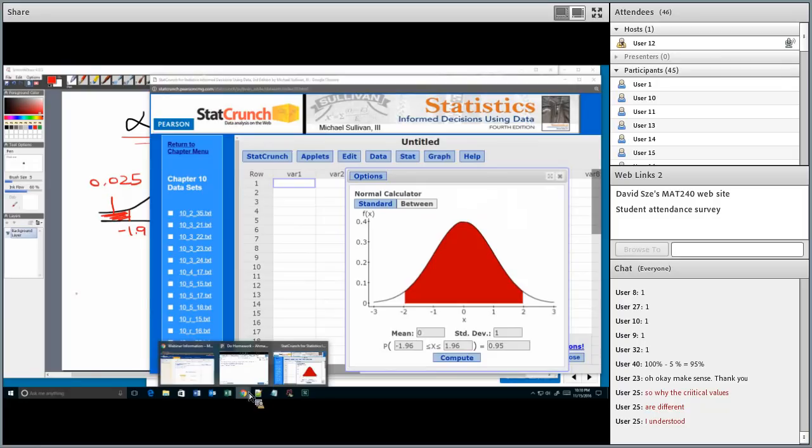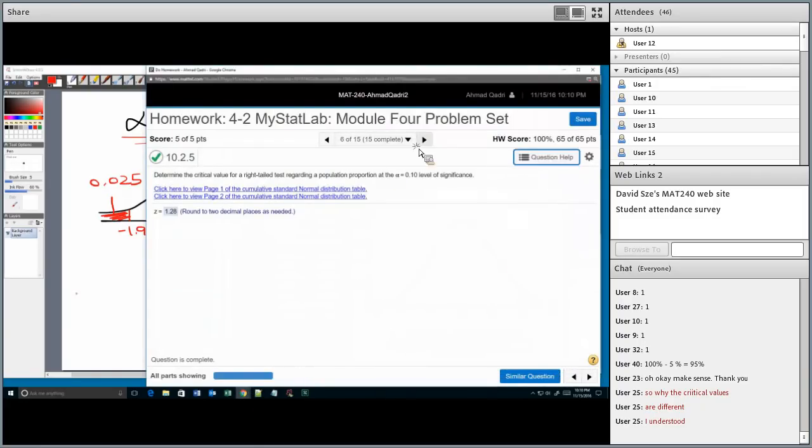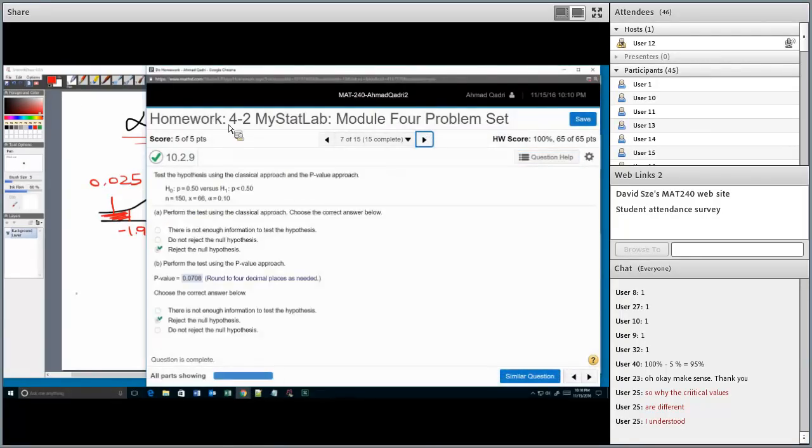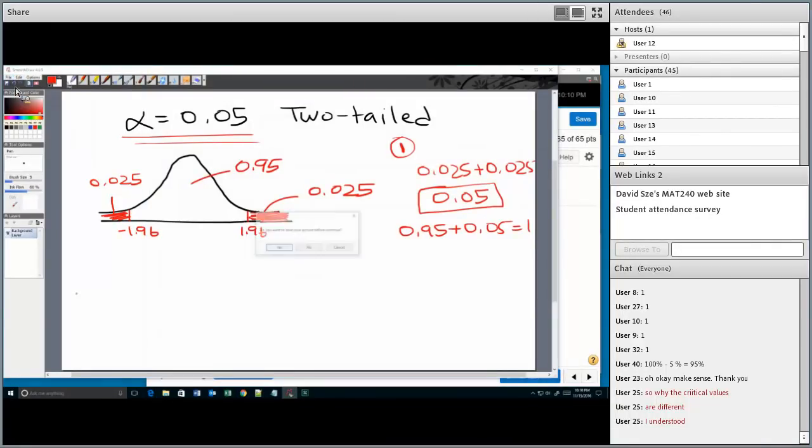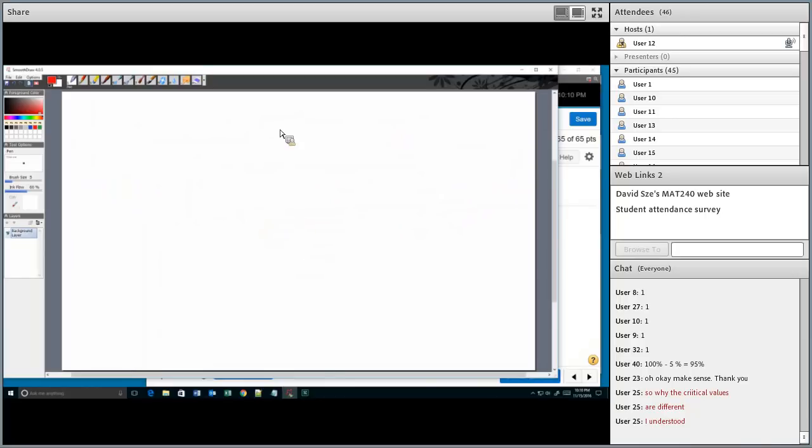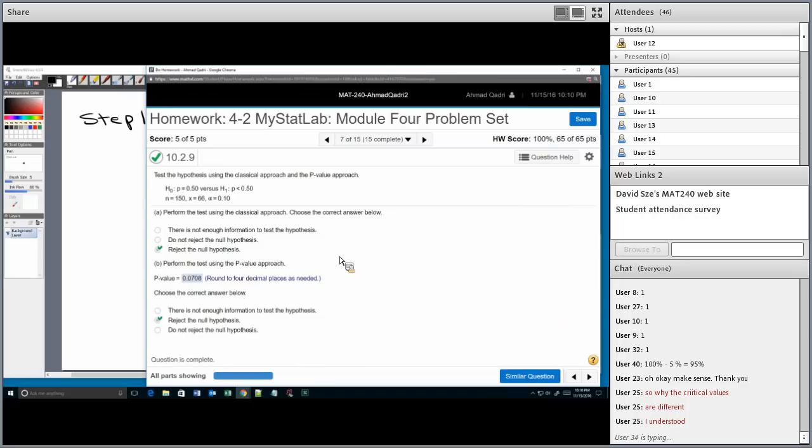Okay, good. All right, let's go to the next problem, which is the actual test. So this is where it really starts. So I'm going to clean this and I'm going to go through step by step. I do these problems using these steps. And I think this is a nice way to do it because if you do it step by step, you always sort of get the right answer. Test the hypothesis using classical approach and the p-value approach. So I'm going to tell you what those are.